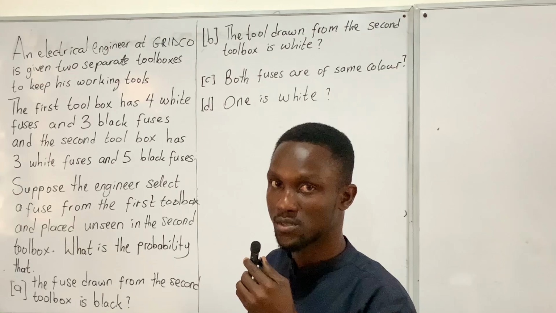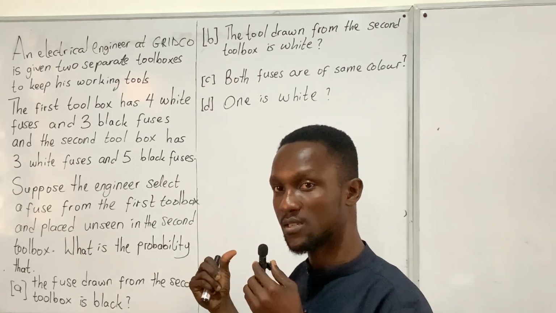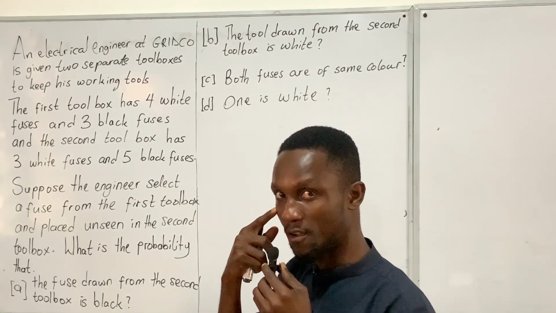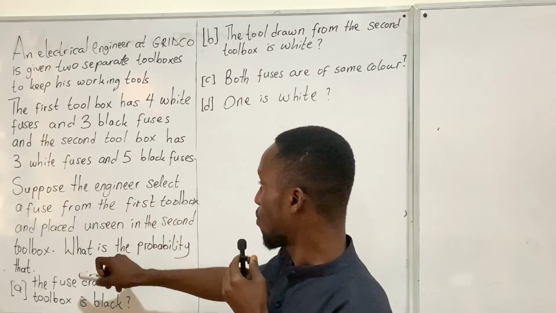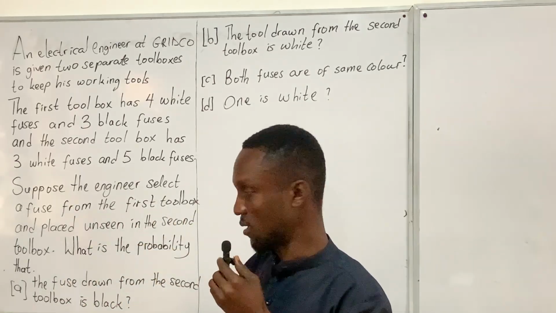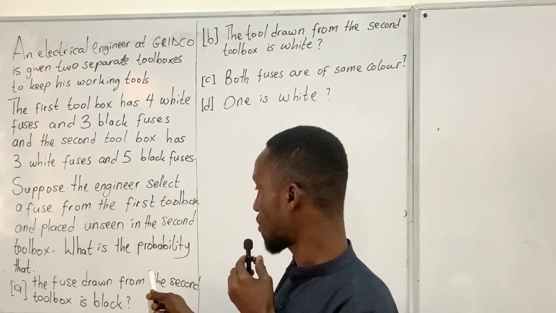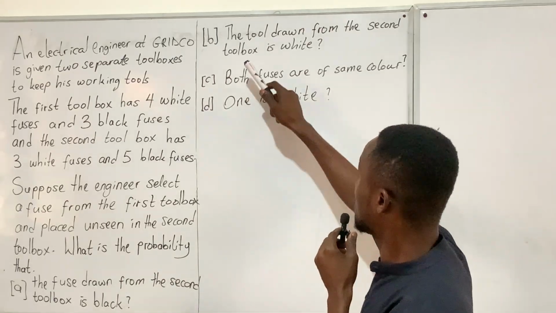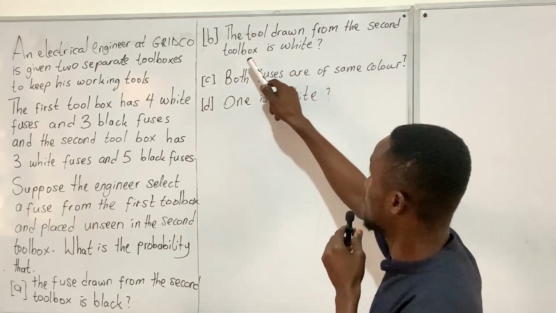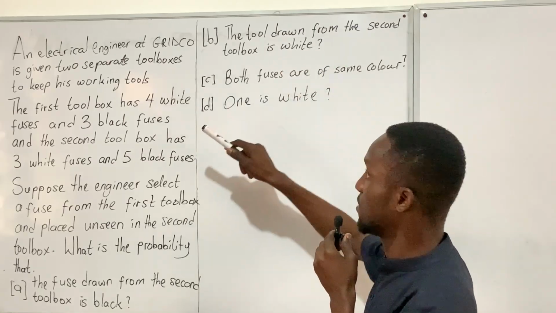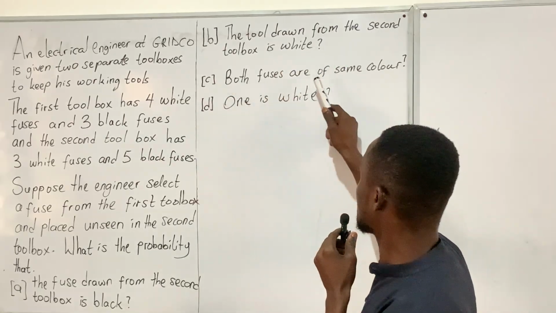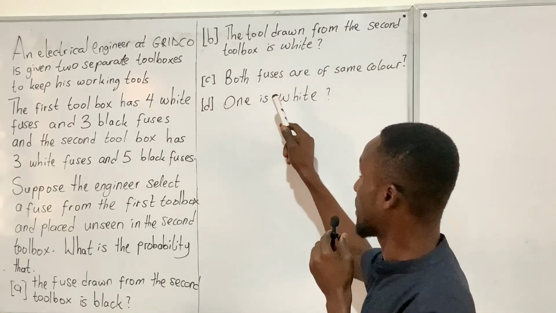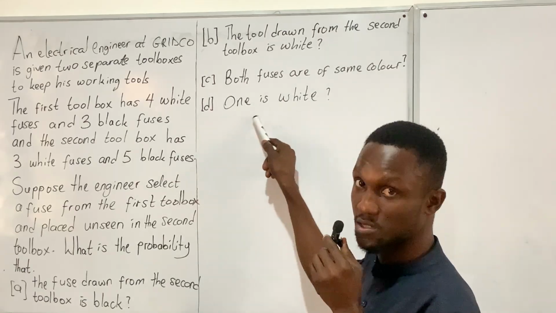So he took a fuse from the first toolbox and placed it in the second toolbox without having a look at it. Now, what is the probability that A, the fuse drawn from the second toolbox is black? And B, what is the probability that the fuse drawn from the second toolbox is white? And C, both fuses are of the same color and one is white. So we will take a look at this question when we get here.